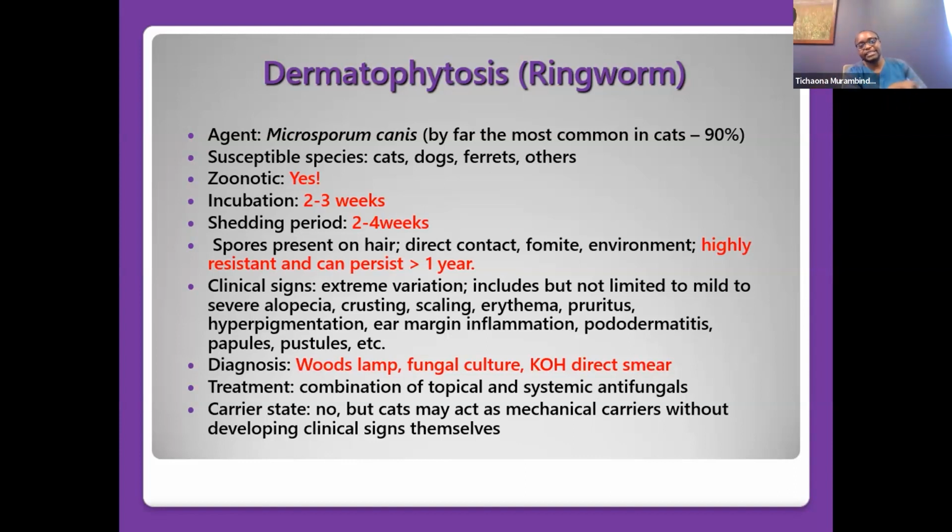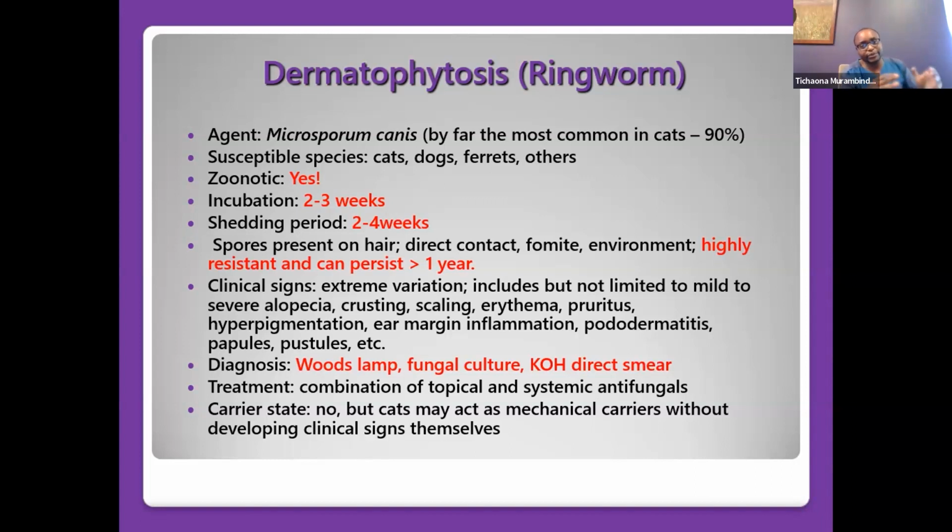So the species that are susceptible, cats, dogs, and some ferrets, is zoonotic. So if you're having a cat which is having ringworm, you should know that actually it can be transmitted to humans, okay? So you should observe how you're going to be dealing with this animal. Incubation period is around 2 to 3 weeks.